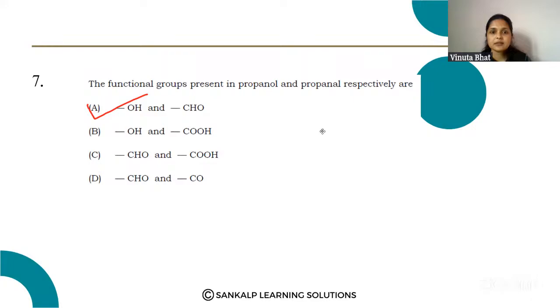Let's check the answer. Option A, OH and CHO. OH means propanol, that is the alcohol group. CHO means propanal, that is the aldehyde group. Okay.